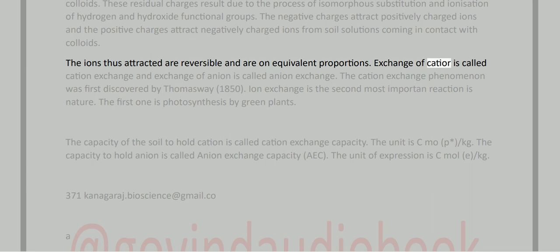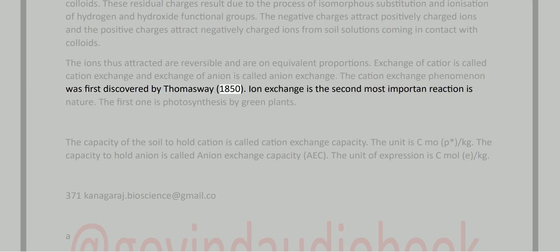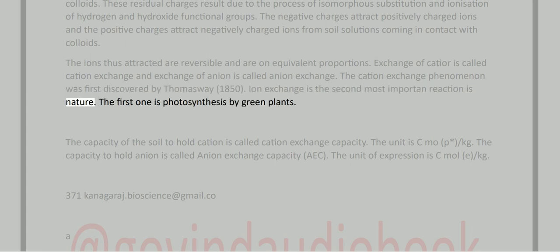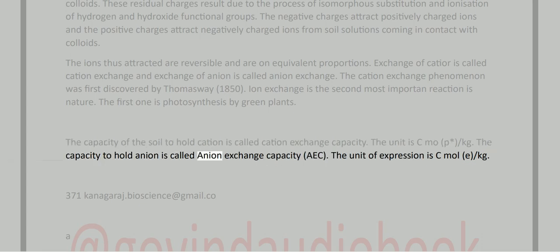Exchange of cations is called cation exchange and exchange of anions is called anion exchange. The cation exchange phenomenon was first discovered by Thomas Way, 1850. Ion exchange is the second most important reaction in nature. The first one is photosynthesis by green plants. The capacity of the soil to hold cations is called cation exchange capacity. The unit is cmol(p+)/kg. The capacity to hold anions is called anion exchange capacity, AEC. The unit of expression is cmol(p-)/kg.